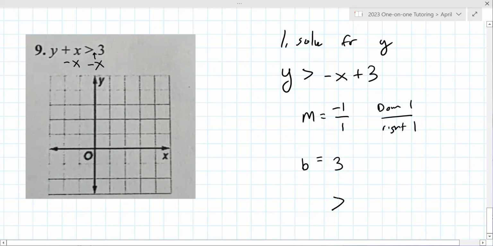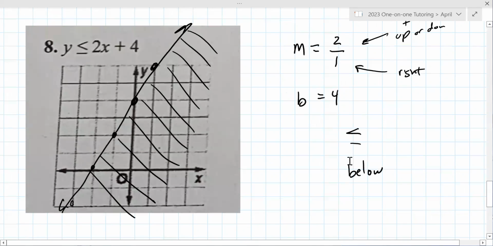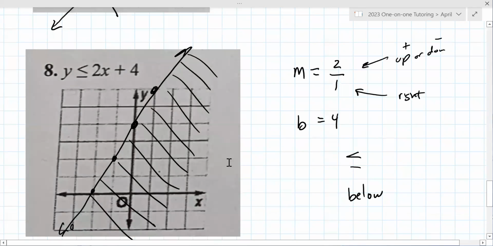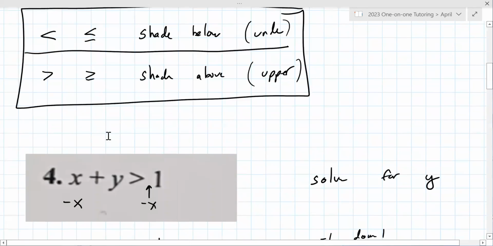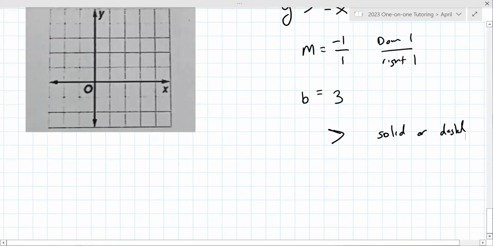And then you got to decide whether it's solid or dashed. It would be dashed. It is dashed. Yep. And then you got to decide whether that means to shade above or below. Then you shade below. So the previous one, I think you shaded above. Yeah, it's this table right here. I know there's a lot of rules, but yes, you're going to shade below.